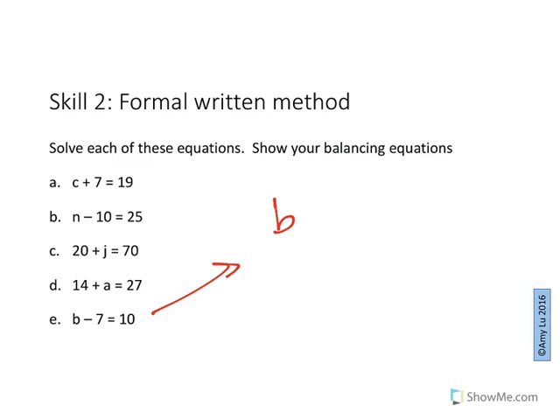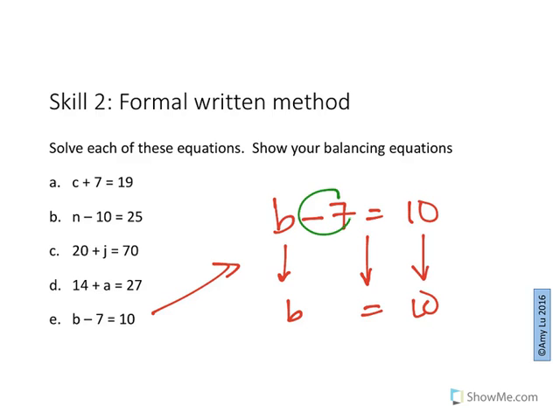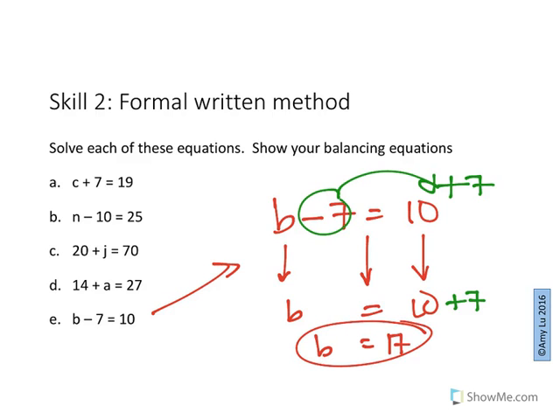And then in this one, b take away 7 equals 10. So I want to keep my b, I want to keep my equal sign, I want to keep my 10, and I want to move the negative 7 across so I can get b by itself. So that becomes its inverse, which is plus 7. Then this becomes b equals 17, which makes sense.